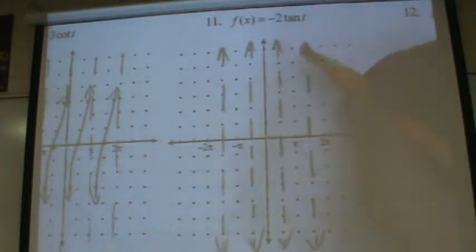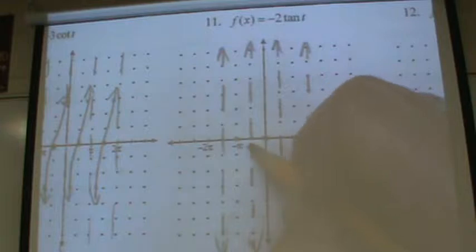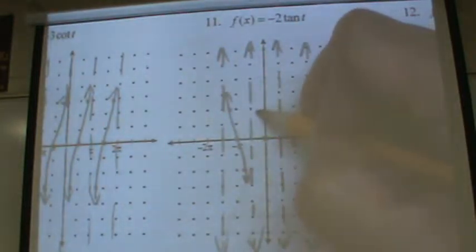Okay, this is a -2 tan. So a negative tangent is going to look like a tangent. It's going to go 2 up, 2 down. 2 up.